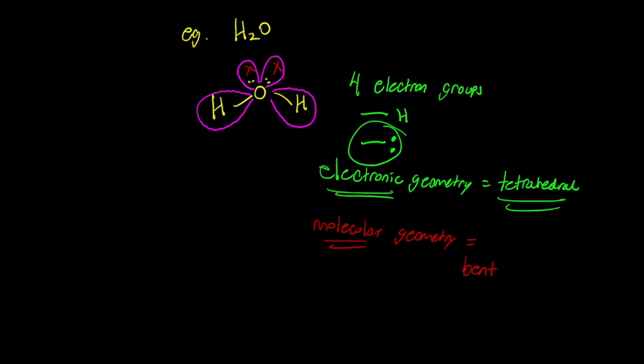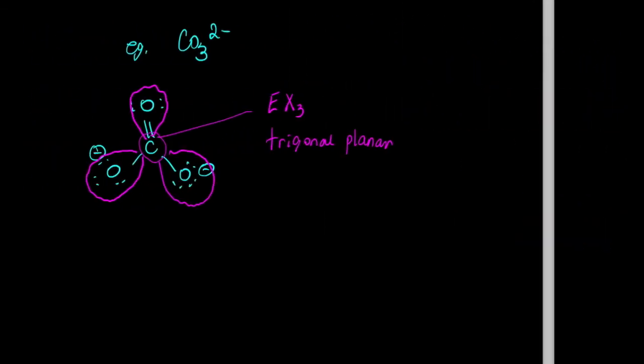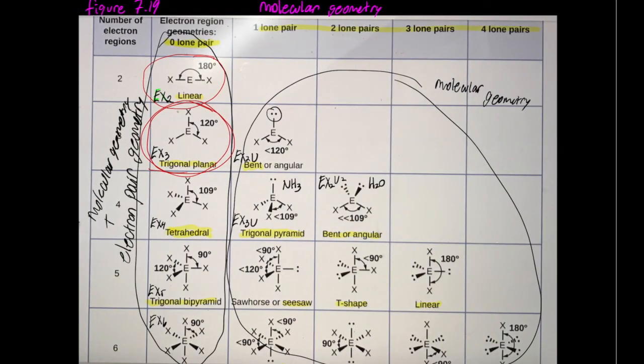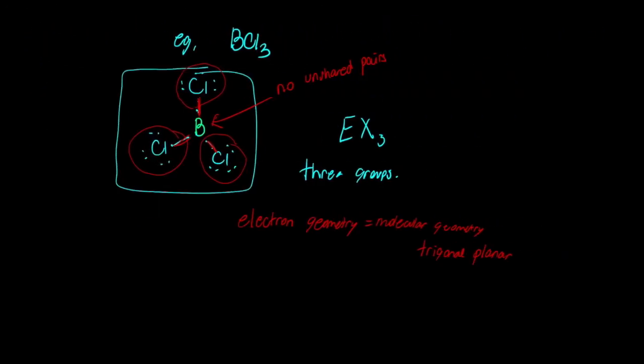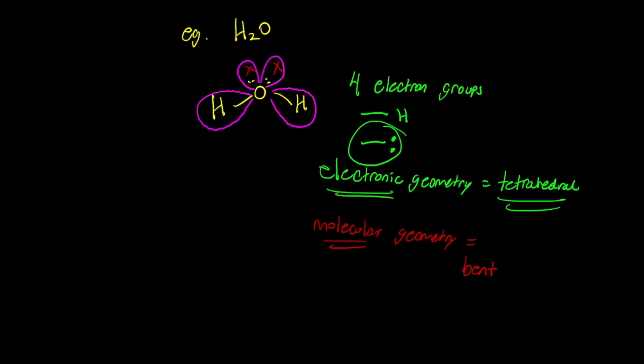Let's go back to the table and make sure we can see that, okay? So we found 4 things attached. So that was a tetrahedral electronic geometry for the H2O molecule. And we saw that the molecule had 2 lone pairs, so it's bent. Okay, it's bent. All right, so let's do another one.